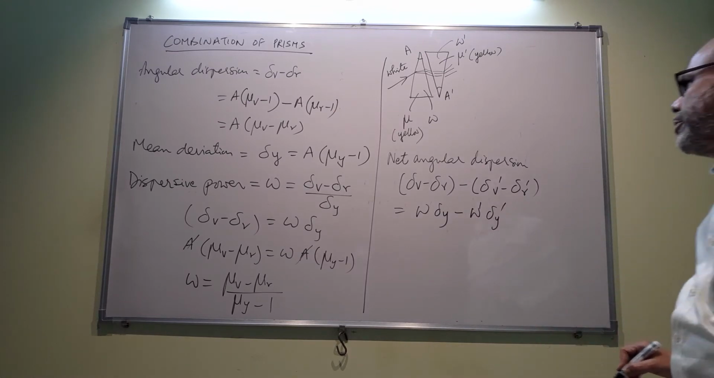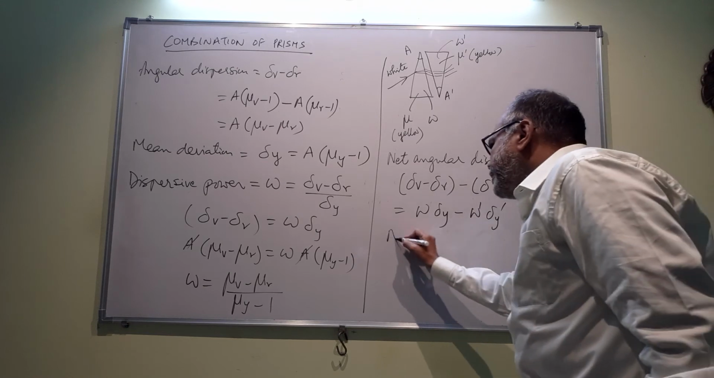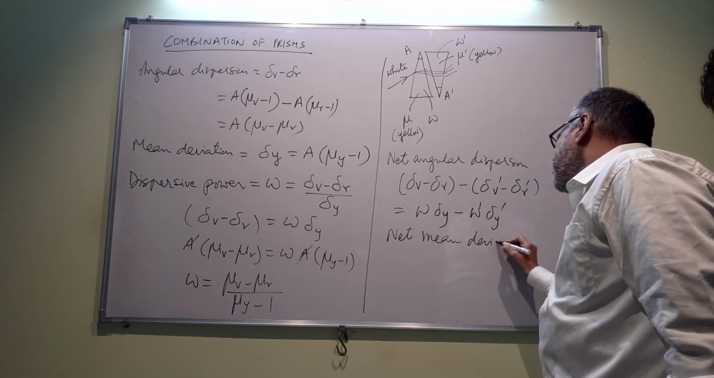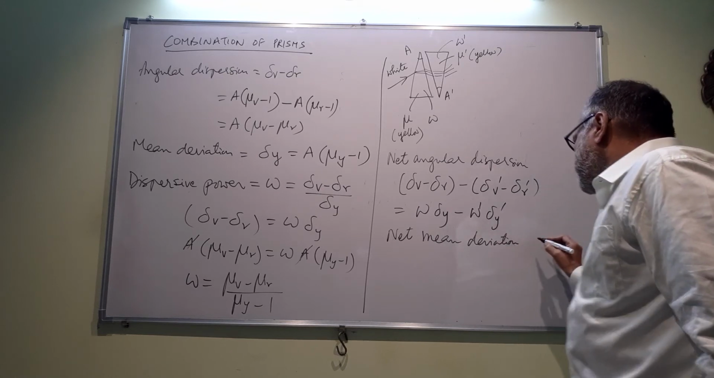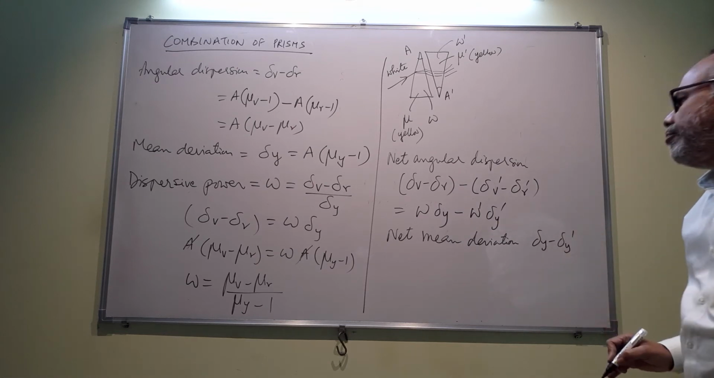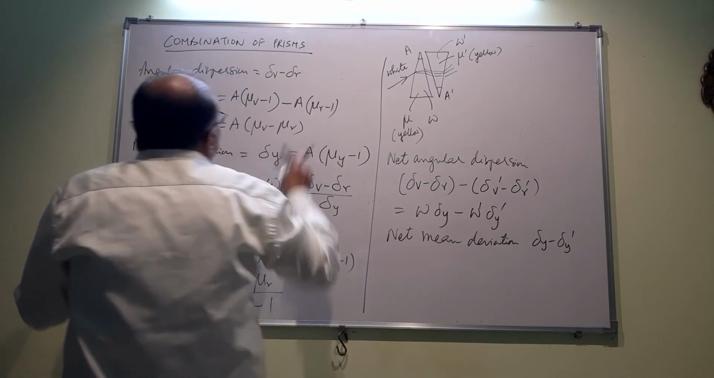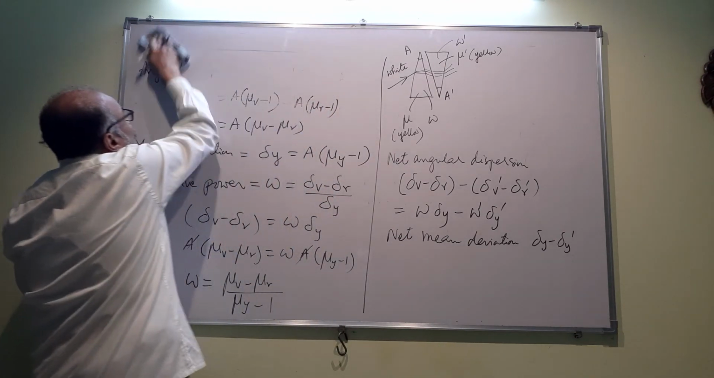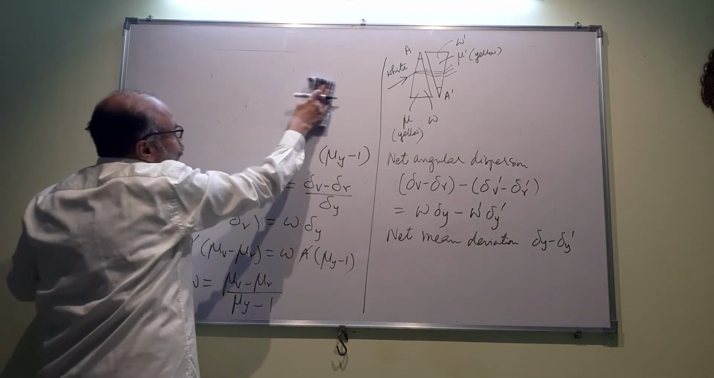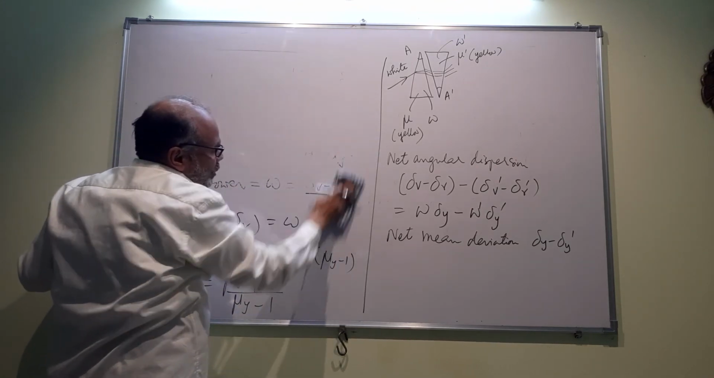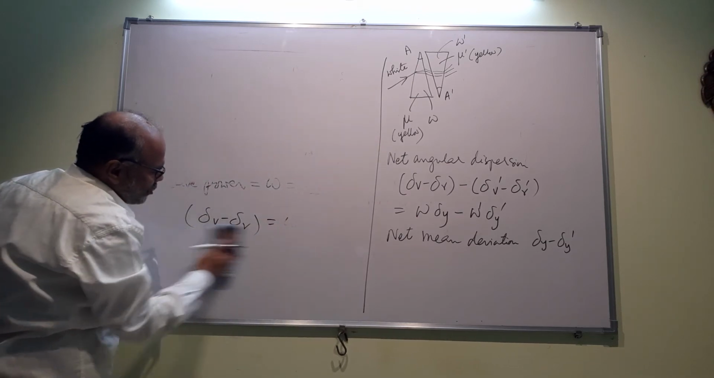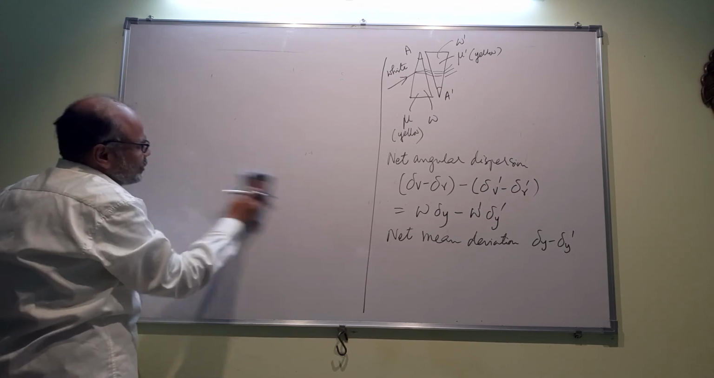Yes, that is the net angular dispersion. What is the net mean deviation? The net mean deviation is nothing but del y minus del y dash. Now we can have two situations. There are two conditions for the combination of these two lenses. We can have dispersion without deviation and deviation without dispersion. Let us try to understand this.